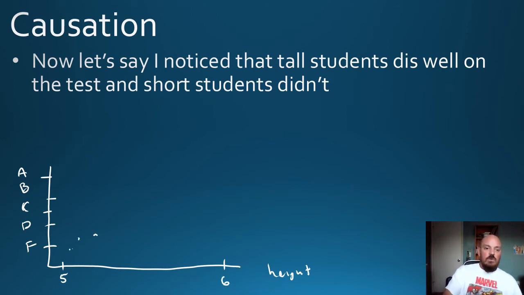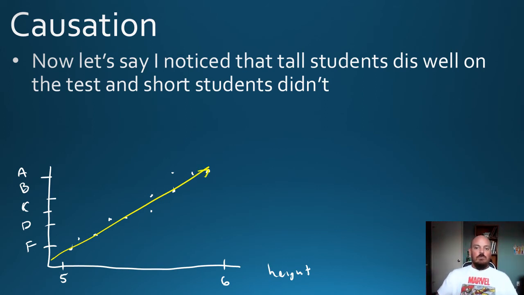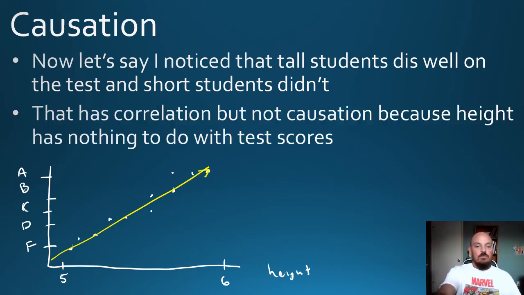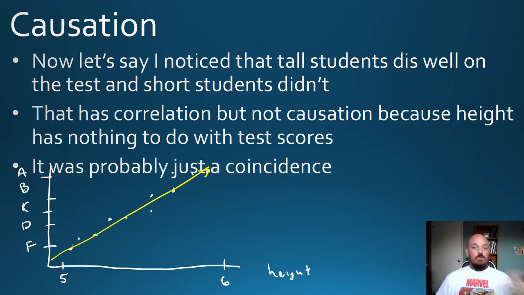You have these points where it's got correlation, where it's going up, up, up, up, up. And we have a best fit line. Now for this one, I would say, yeah, there's correlation. I can see the best fit line, but there's definitely no causation there. You don't get a better score on your test because you're tall. You don't get a worse score because you're short. Those have nothing to do with each other. It was probably just a coincidence. In fact, in real life, it probably wouldn't happen.